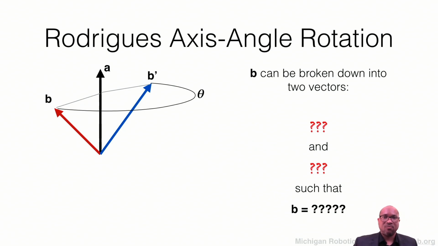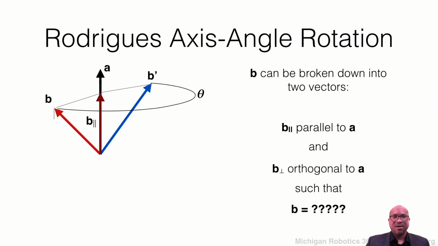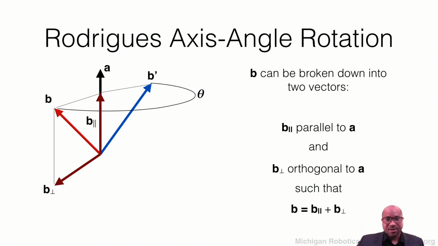One of the key ideas of this is that we can take vector B and break it down into two subvectors. So we can break it into B parallel, which is going to be the projection of B onto the vector A. And then we're going to have B perpendicular, which is going to be orthogonal to A. And we should note that if we take these two vectors, B parallel and B perpendicular, and add them together, we should be able to reconstruct the vector B itself.